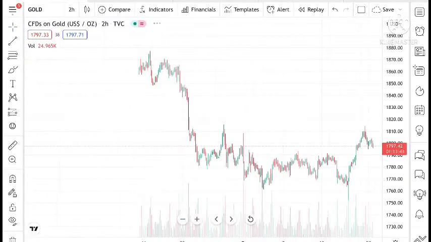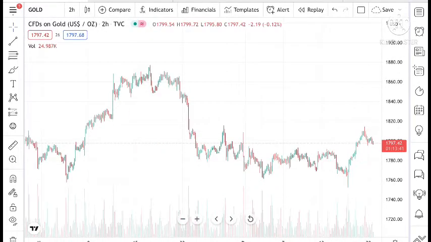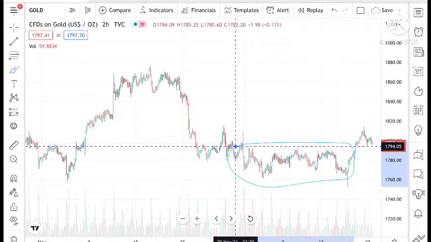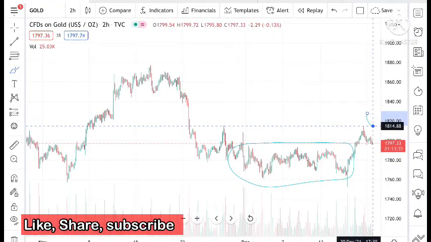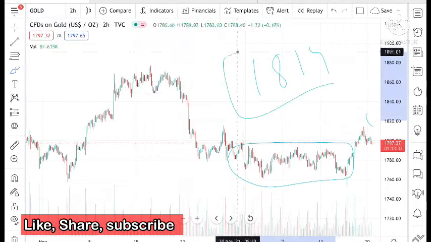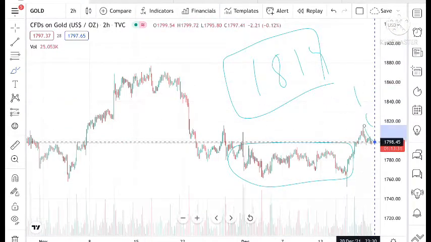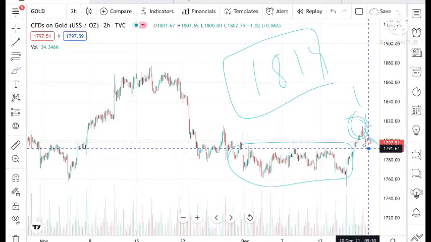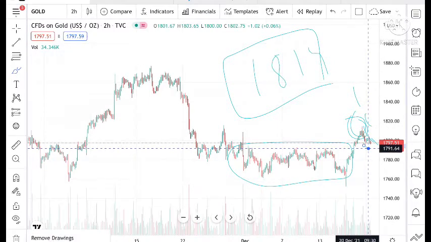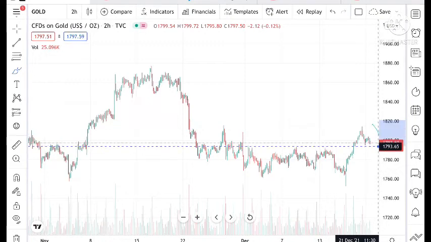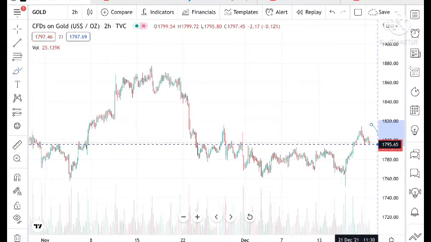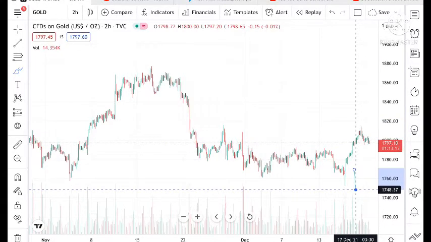If you look at the chart, you can see that the gold price, after moving in a particular range, made a breakout at this particular zone and made a high of around 1814. From there profit booking came at that particular price, and we saw a sharp fall. It made a low of around 1795, and it is currently moving at around 1797.